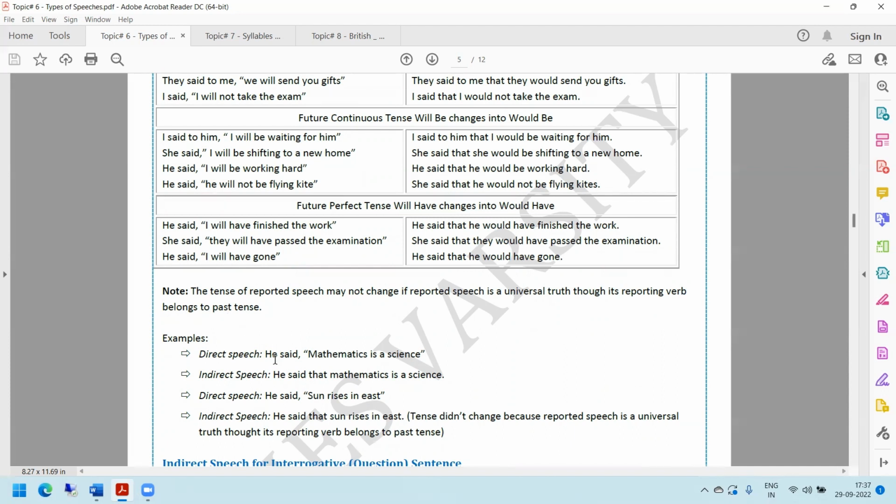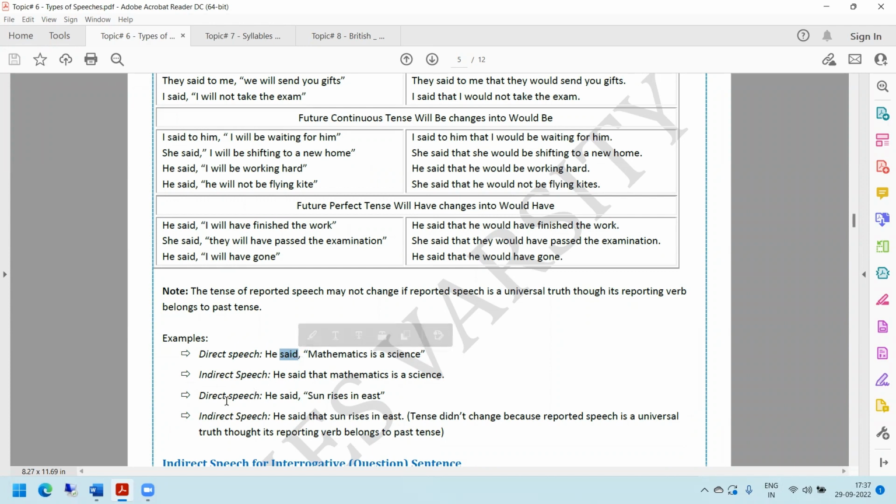For example, he said, mathematics is a science. In indirect speech, because this reported speech is a universal truth, we don't make any changes here. So we simply say, he said that mathematics is a science. Whatever form of the tense is there, the same form is used without making any changes, because this is a universal truth, though the reporting verb is in past tense.